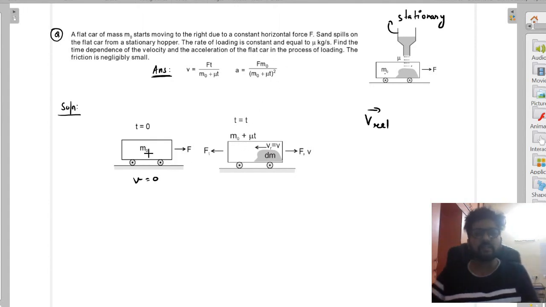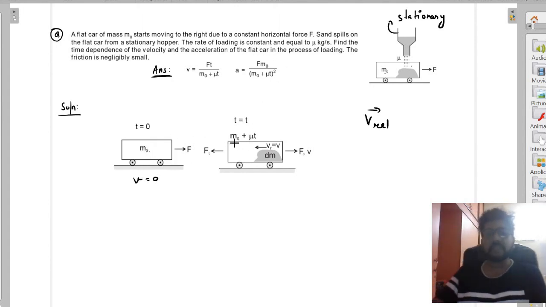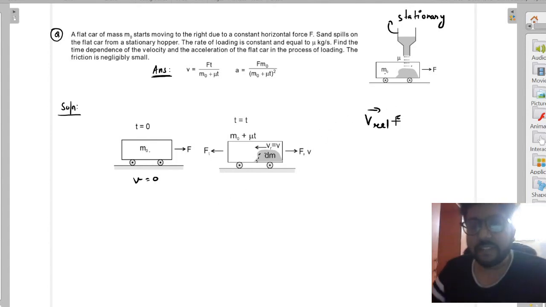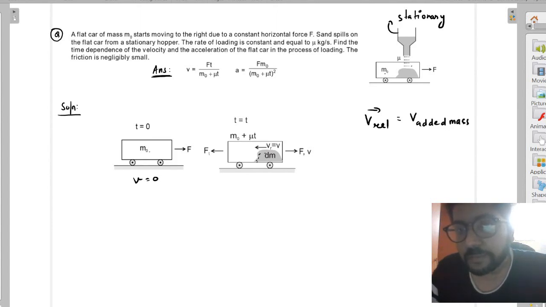So at t equal to 0 the mass was m naught, at t equal to any time t the mass will become m naught plus mu t. Okay, so this is the added mass that we have drawn here, and suppose at t equal to any time t the velocity that the cart has attained is v. So v relative is defined as, listen carefully, the velocity of the added mass with respect to the system.